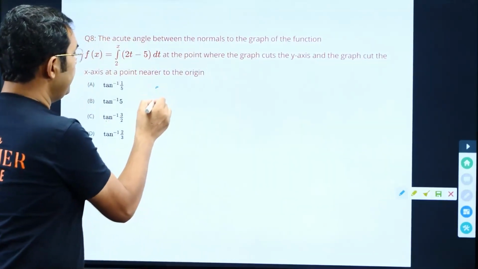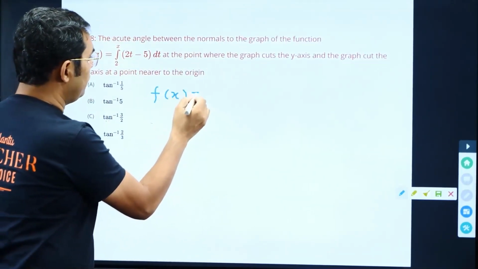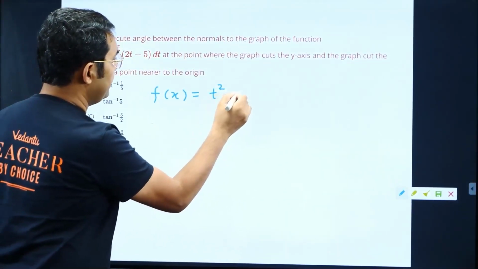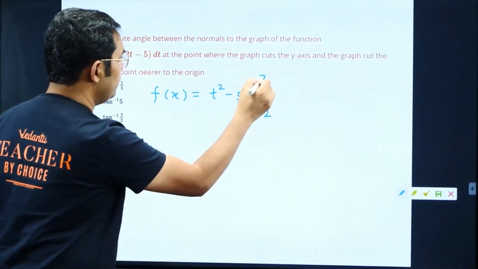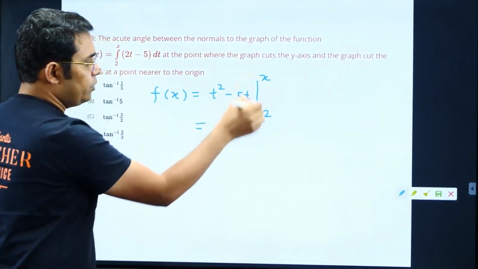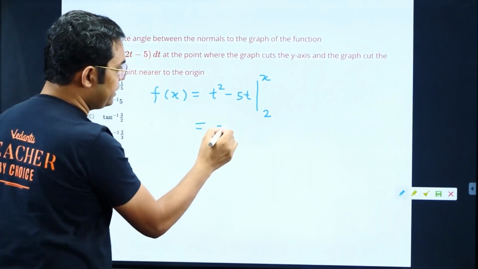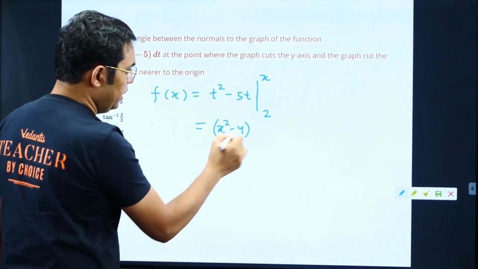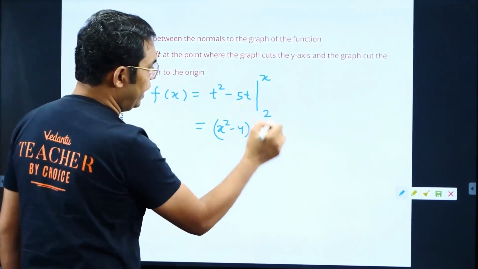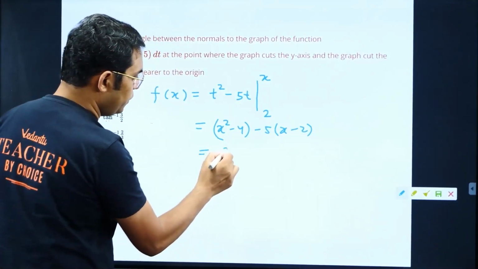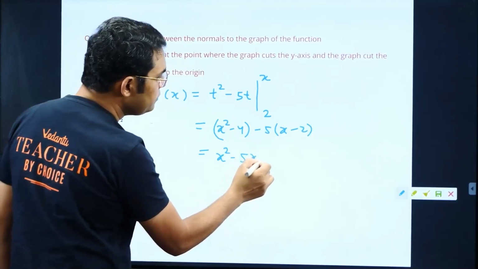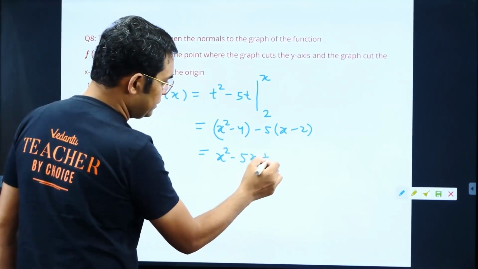We can do the integration and we can find f(x). It will be equal to t square minus 5t, putting limit 2 to x. If you put both limits in t square, it will be x square minus 4, and if you put both limits in 5t, it will be 5(x minus 2). So this becomes x square minus 5x and I think plus 6.